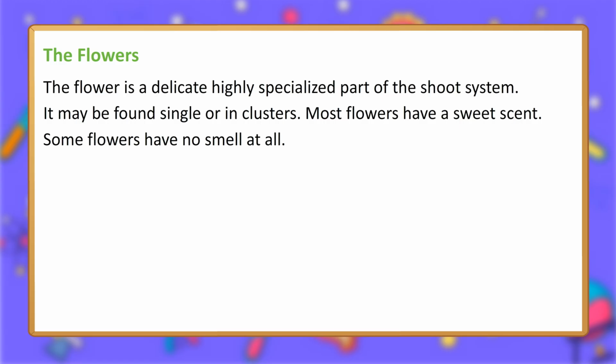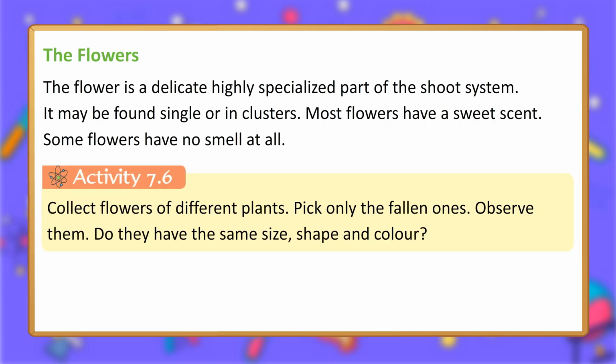The flowers. The flower is a delicate, highly specialized part of the shoot system. It may be found single or in clusters. Most flowers have a sweet scent. Some flowers have no smell at all. Activity 7.6. Collect flowers of different plants. Pick only the fallen ones. Observe them. Do they have the same size, shape and color?